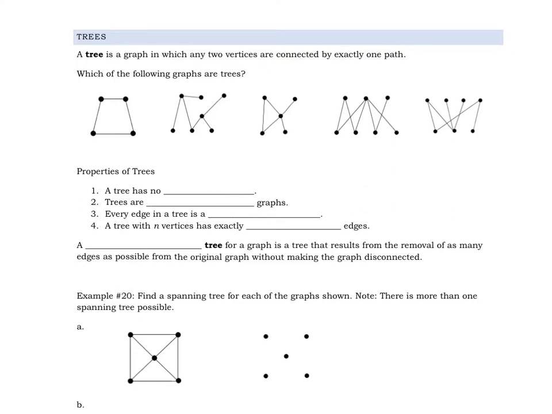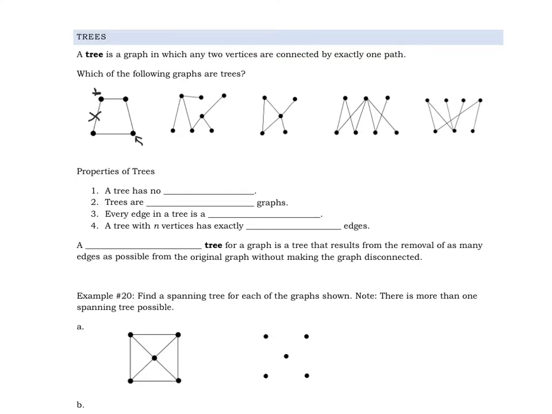Well, I don't think we could say that this first one is, because if I remove this edge right here, wouldn't this vertex still be connected to that vertex? And yeah, all the vertices would be connected to each other. So that is not a tree. In fact, that's a circuit. But on the next one, I think you see if I got rid of that edge, this point would be disconnected.